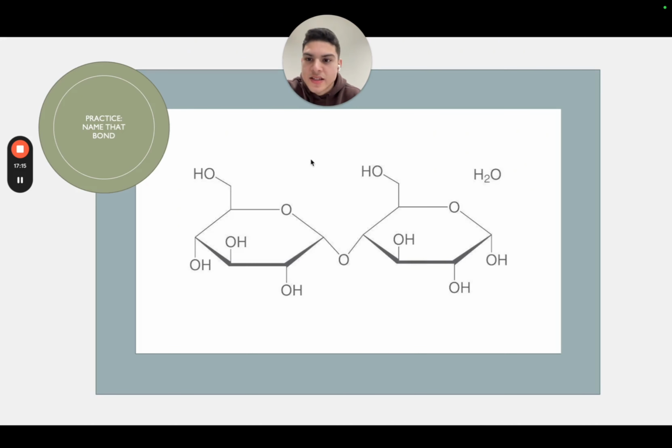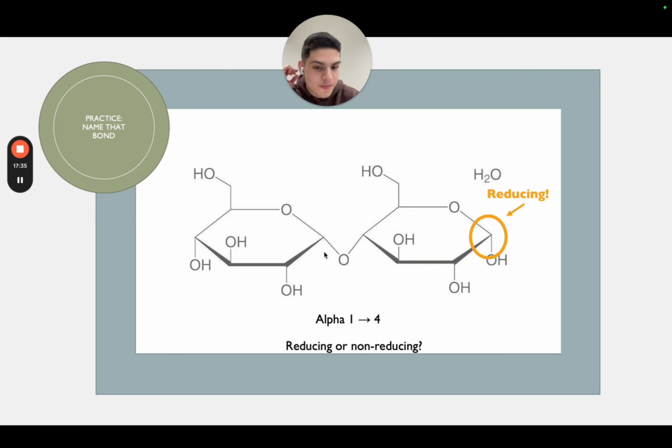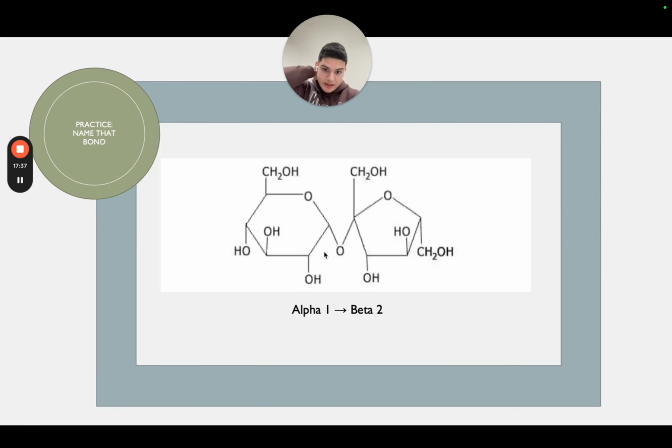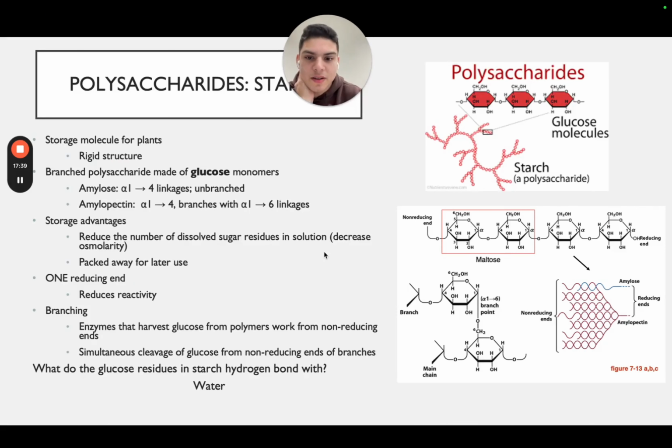And then here's a practice as well. So name the type of bond that's shown here. Here's some practice. Name that bond, and I want you to name specifically which carbons it's connected at, whether it's alpha, beta, glycosidic bond. That's mainly what I want you to get at. So the answer's there. And then also to find out whether it's reducing or not. Same thing here. Do the same thing. You can go through the slide deck for more.